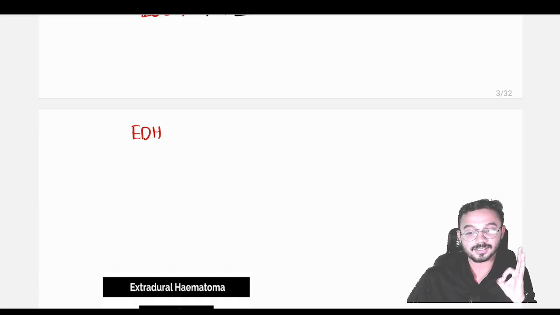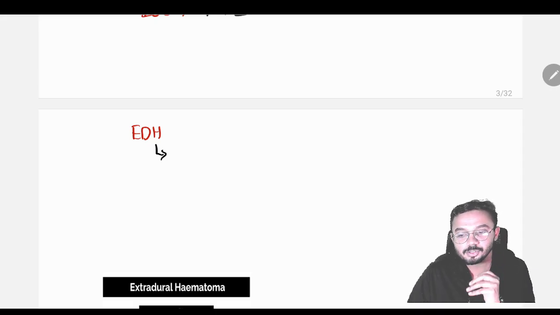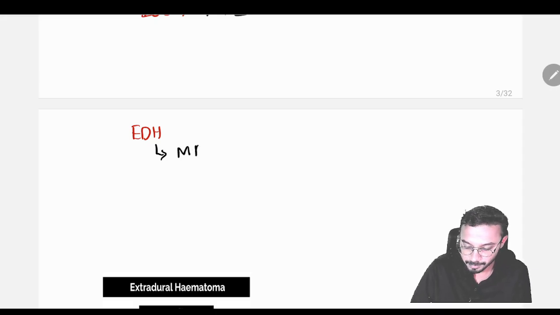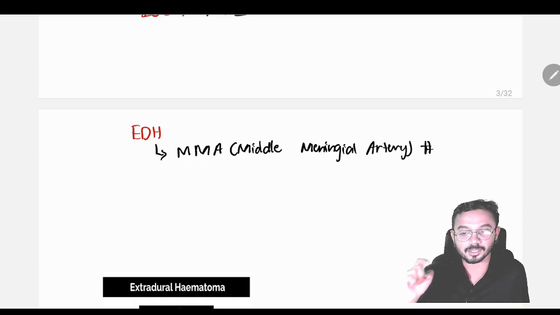Which artery? This is an arterial bleed. Remember, this is an arterial bleed. Which artery in the brain is going to bleed? MMA. What is the full form? Middle meningeal artery. If there is damage to this, then the person comes to the hospital with this EDH.